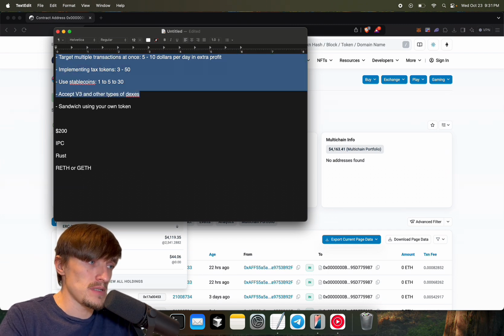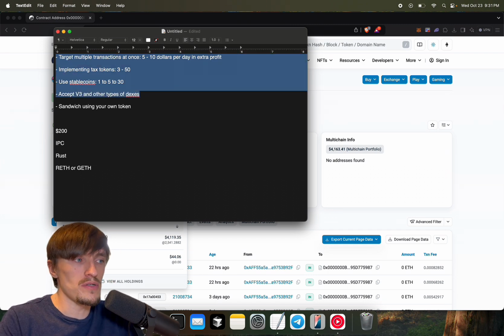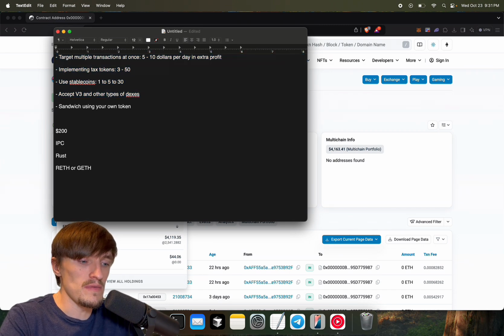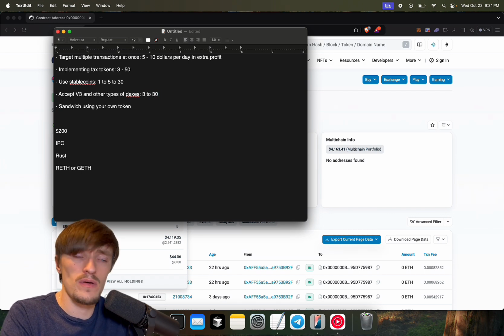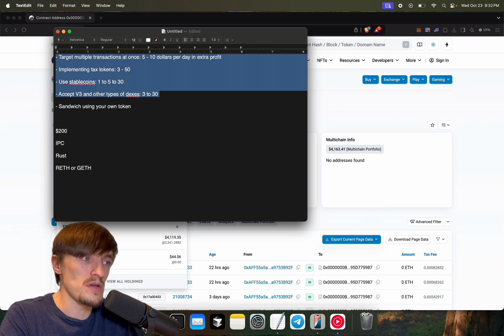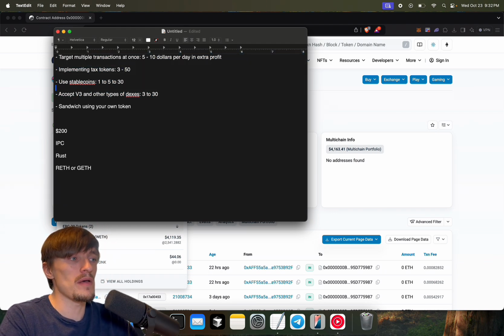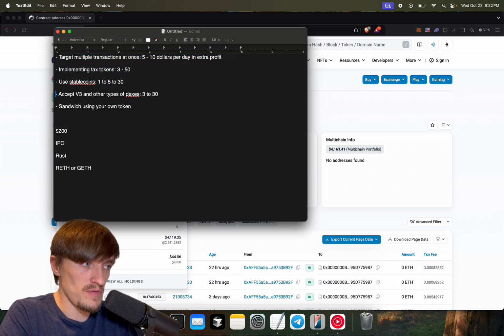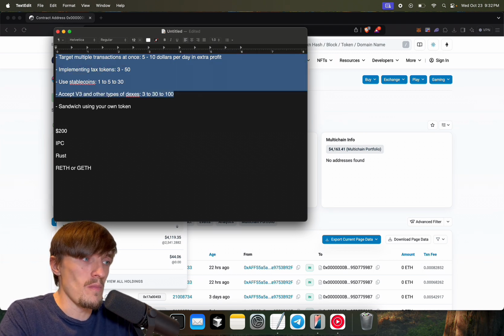Now if you accept V3 and other tokens, that can take us to a new level, and these ones can be, I would say, $3 to $30. These are random rough numbers that I just pulled out of my head, and it can be way more if we combine them with all these strategies. Let's say if we implemented all of these strategies before, then it would take us to $100 or more combined.